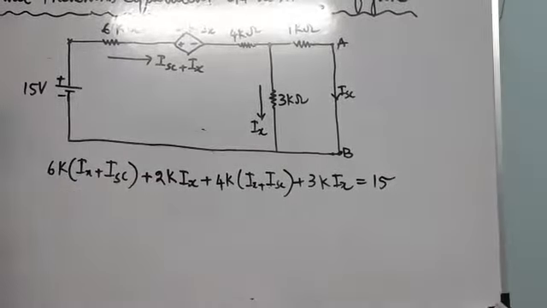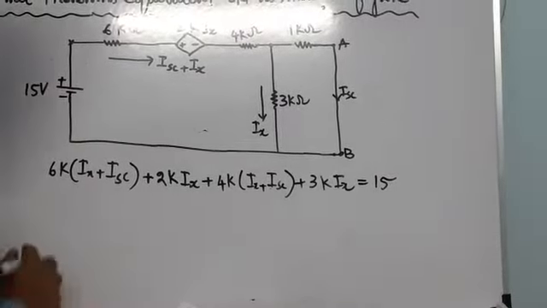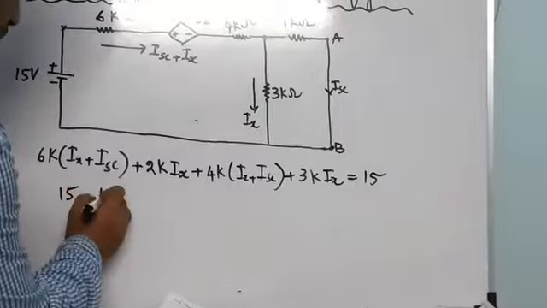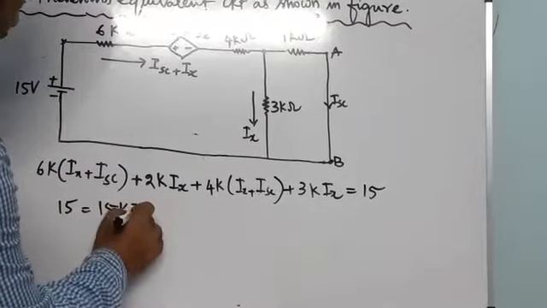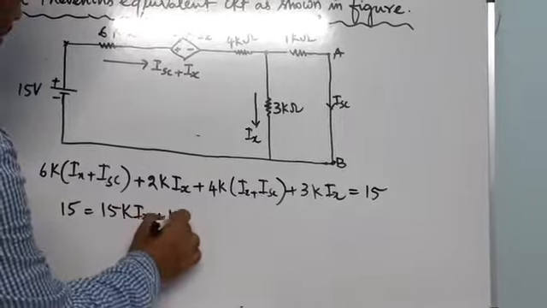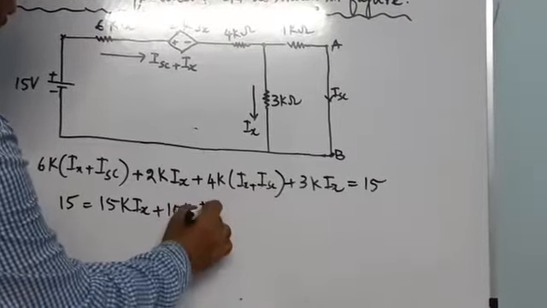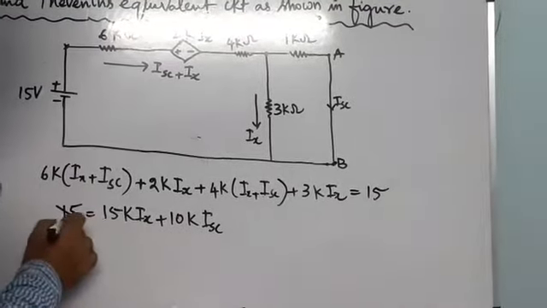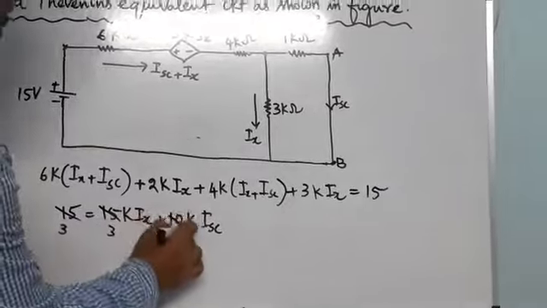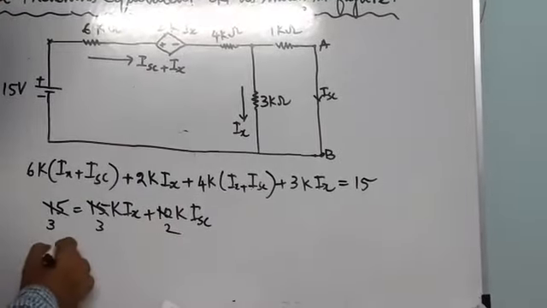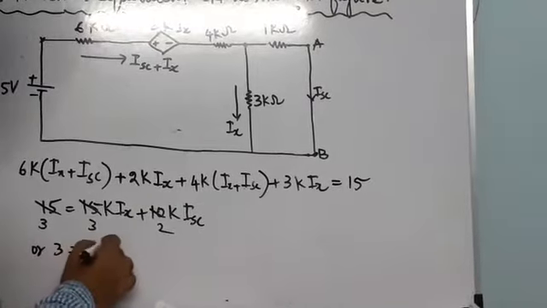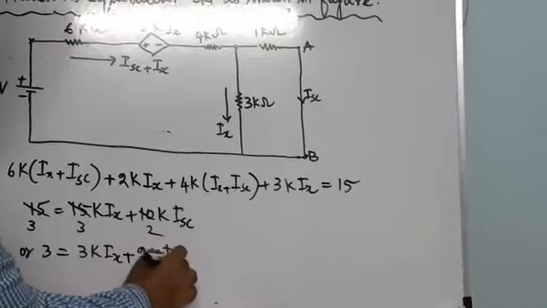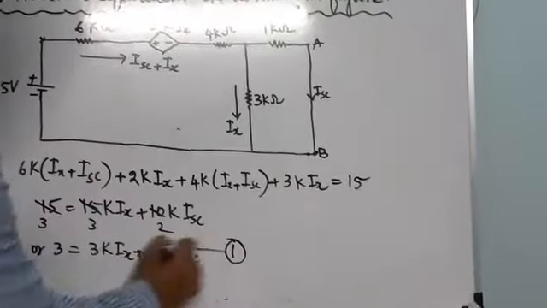That's all. Now we are making it into this form. So 15 is equal to 15 kilo Ix plus 10 kilo ISC. So you can cancel here: 5 3s are 15, 5 2s are 10. Again this equation can be written as 3 is equal to 3 kilo Ix plus 2 kilo ISC. Equation number 1.